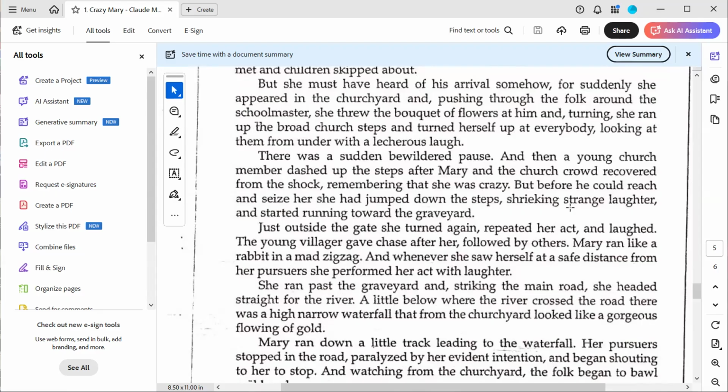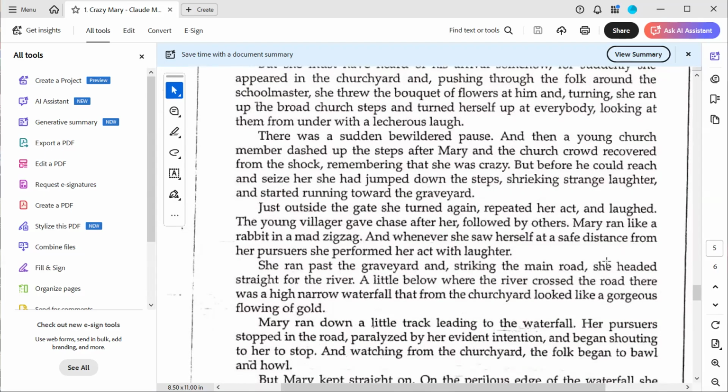It is this moment. So they've returned to the crisis moment. There was a sudden bewildered pause, and then a young church member dashed up the stairs after Mary, and the church crowd recovered from the shock, remembering that she was crazy. But before he could reach and seize her, she had jumped down the stairs, shrieking strange laughter, and started running towards the graveyard.